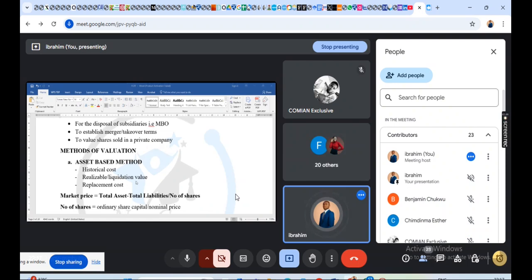Under the asset-based method, there are three methods, namely historical cost method, realizable or liquidation value method, and replacement cost method. Now, let me take it one after the other. Historical cost means that you are valuing the asset based on the previous cost of the asset.